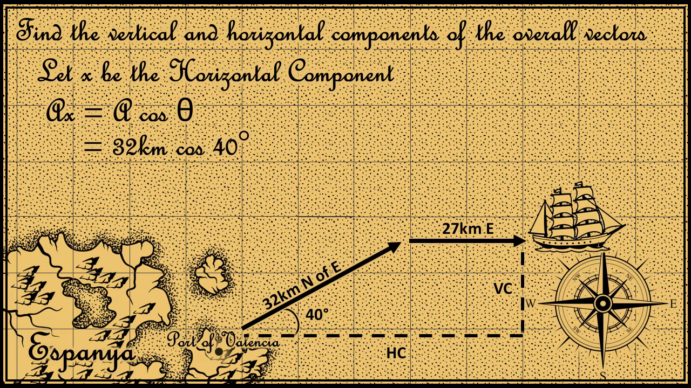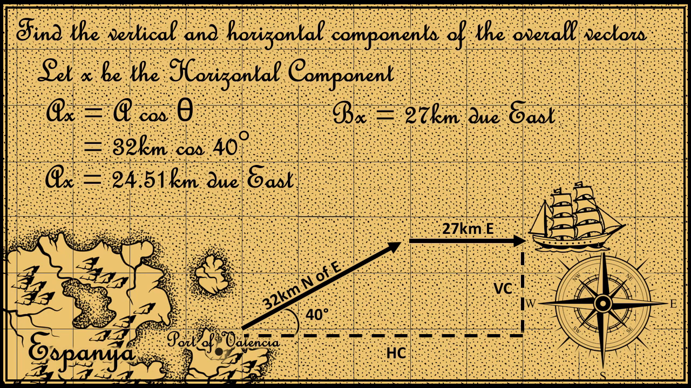If we apply the needed values, then we have 32 km times cosine 40 degrees. Next, we solve the remaining equation using a calculator. Then, we now have 24.51 kilometers due east for the horizontal component of our first variable. For the second variable, the bx or the horizontal component is already given because the quantity only has magnitude but no direction.